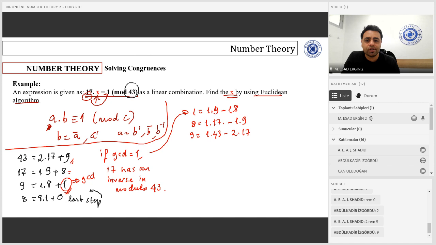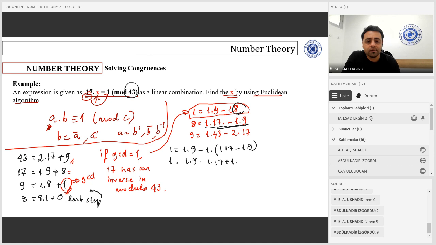Now we are going to continue with this one. I'm going to change the color. So 1 equals, at first we are going to rewrite the 8 because in the next step we see the 8. So 1 times 9 minus 1 times 8, and inside the 8 we are going to use that expression, which is 1 times 17 minus 1 times 9. So 1 equals 1 times 9 minus 1 times 17 plus 1 times 9. So 2 times 9 minus 1 times 17 equals 1.